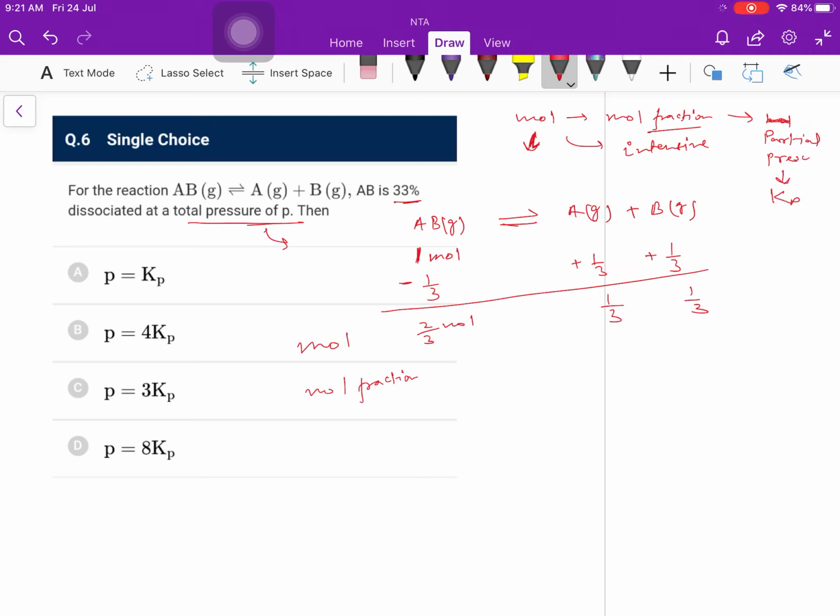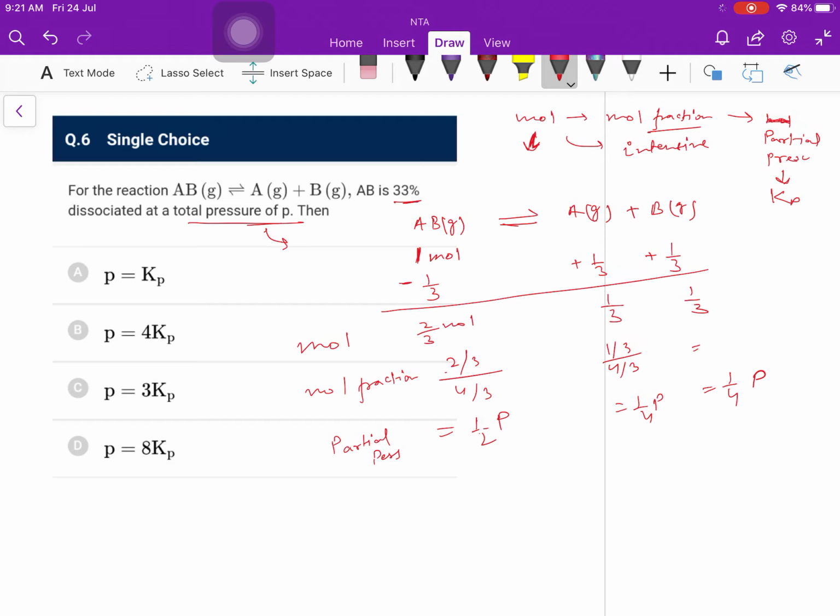So we have calculated mole fraction. Mole fraction will be 2 by 3 upon the sum of all the moles. So this is 4 by 3. So this is 1 by 2. This is 1 by 3 upon 4 by 3, so this is 1 by 4, and this is 1 by 3, this is also 1 by 4. So we have calculated mole fraction, and so we can now calculate the partial pressure. Partial pressure will be 1 by 2 P, 1 by 4 P and 1 by 4 P. So we have calculated the partial pressures also.